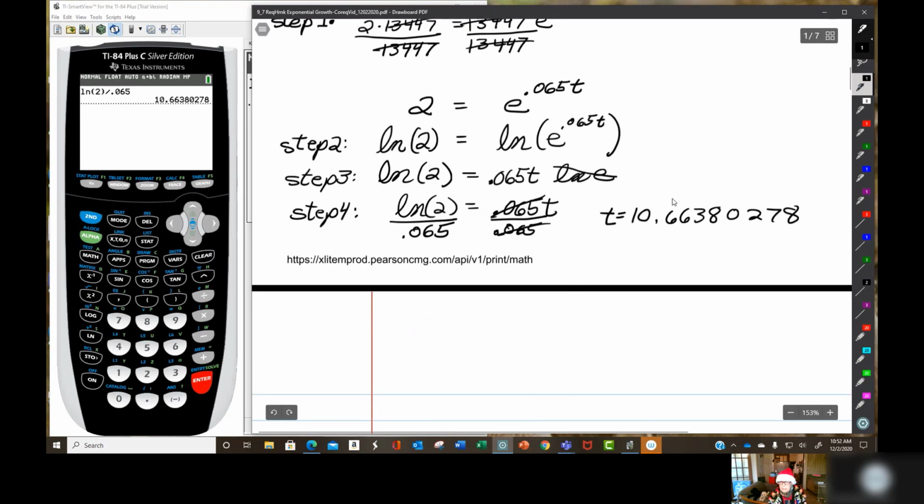Okay, here's the 1 decimal place. I look to the right. That 6 is going to cause that 6 to round up to 7. So we're going to go with t equals 10.7 years. That's how long it's going to take for you to double your initial investment.